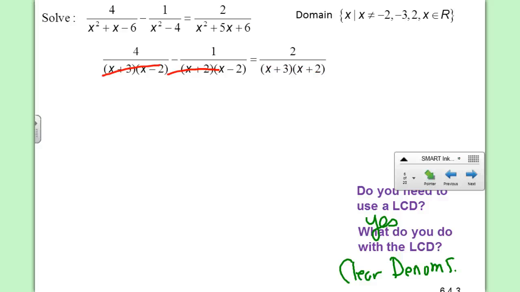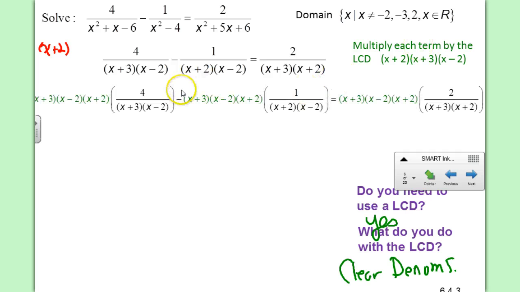So I can't just do that. So what I do is I use some math and I say my lowest common denominator is an x plus 2, an x plus 3, and x minus 2. That's what the work says I need to have. So what do I do with it? I take that lowest common denominator and I multiply every term by it. I multiply this term by an x plus 2, and I think I have this on PowerPoint. I multiply each term by it. So you can see what I've done.